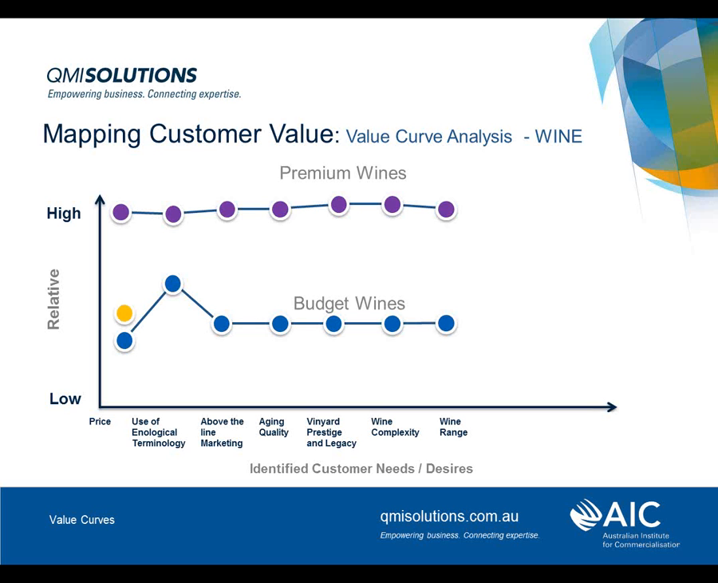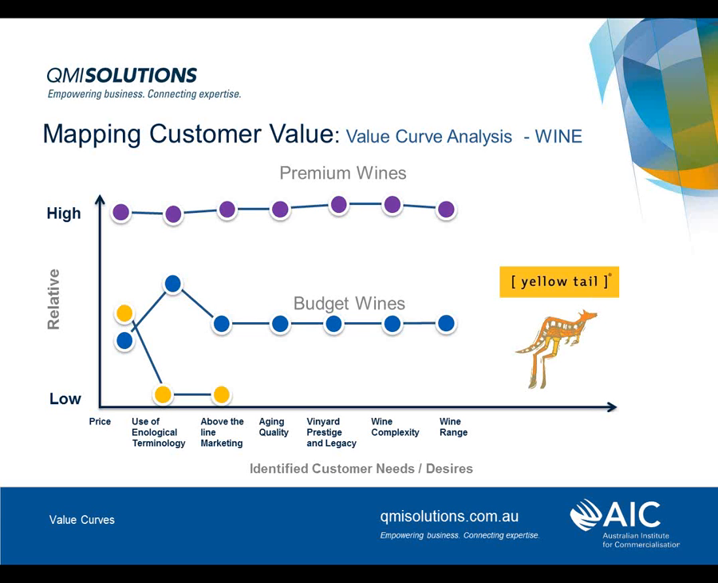And along comes Yellowtail. They decided that they wanted to command a reasonably moderate price, more than the cheap or budget wines. And they wanted to get rid of the wine terminology. And it's just wine. It's getting rid of all of the particular varietal names and all of the issues around being a snooty wine lover.